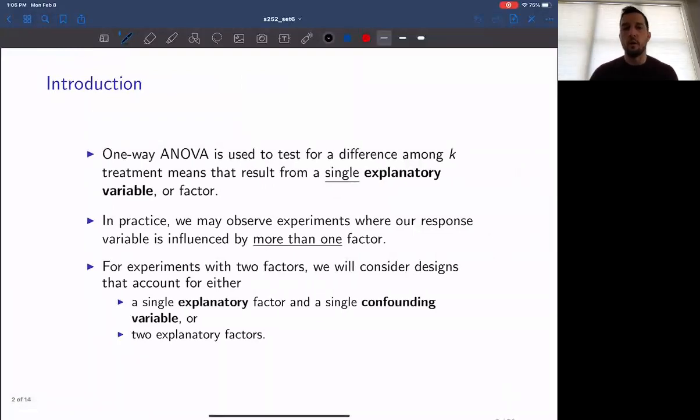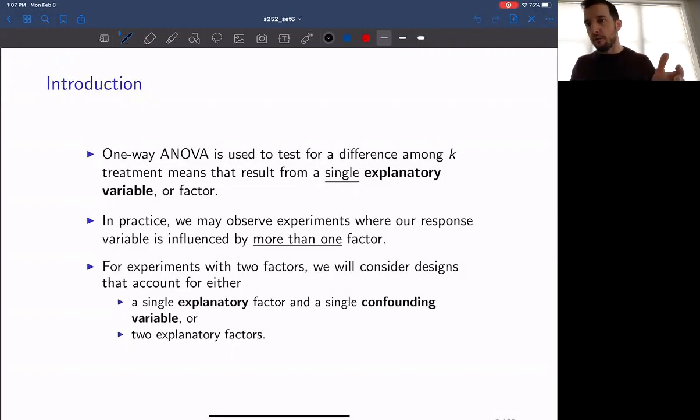All right, so what is the main difference between one-way ANOVA and completely randomized block design? The main difference is that in a completely randomized block design, we are trying to account for a variable that we consider to be a confounding variable. So first, when would we apply a CRBD versus a one-way ANOVA?